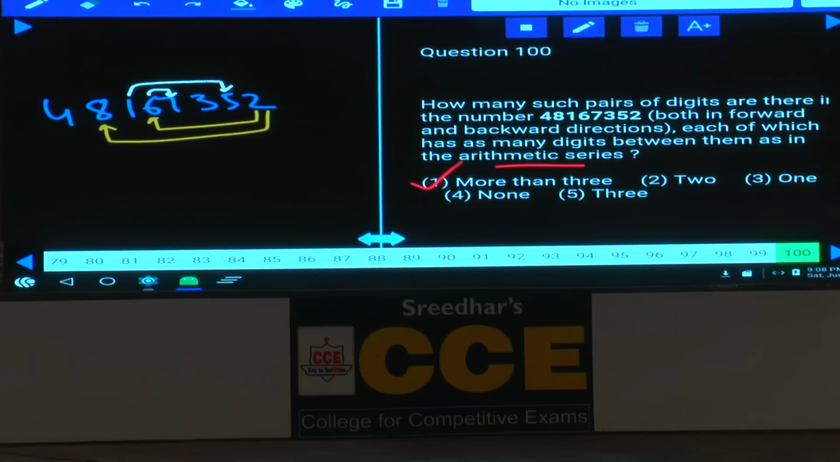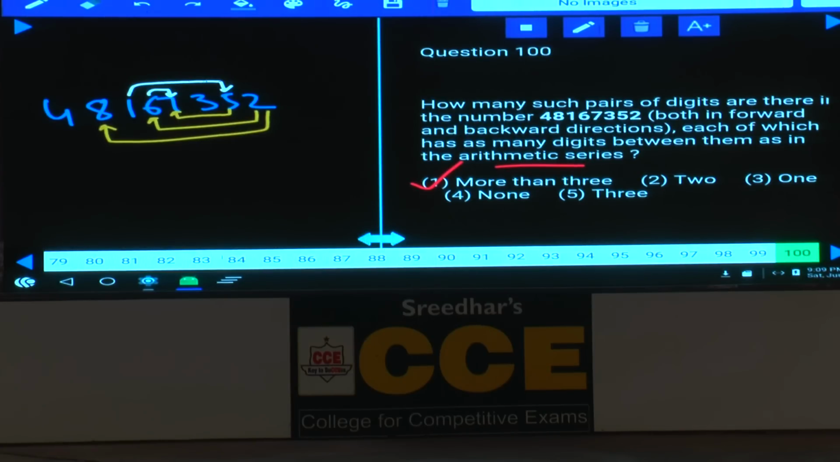More than 3, choice 1 is the answer. As of now we got some 4. This 4 is more than 3, choice 1. And we have one more like 5 and 7, isn't it? 5, 7. And 3, 4, 5, 6, 7, 8, that's it. And in total we have some 5, more than 3, choice 1.